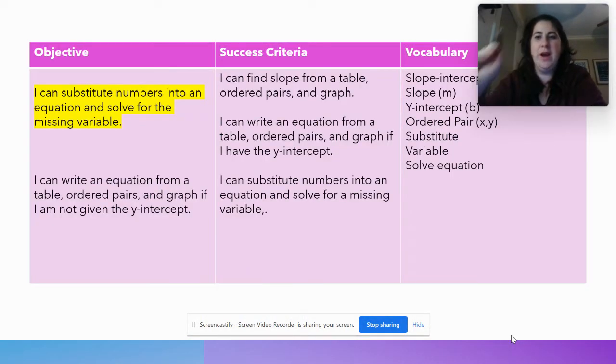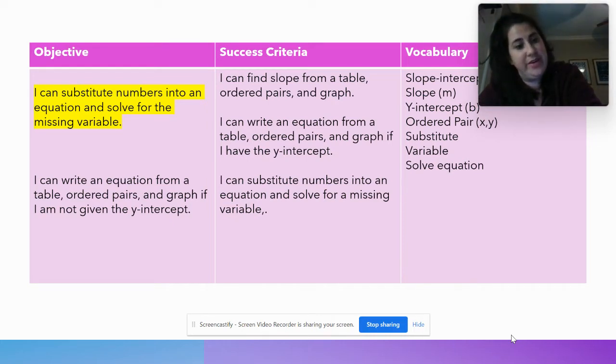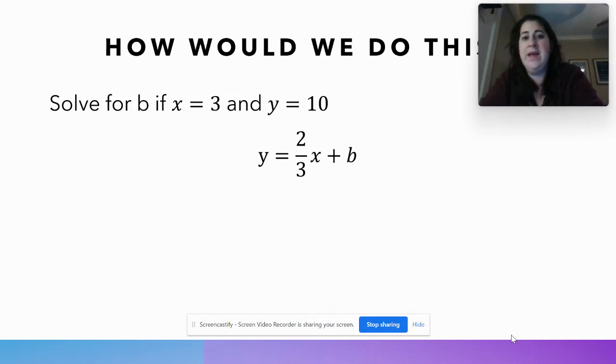The objective for this video is: I can substitute numbers into an equation and solve for a missing variable. You are also going to write an equation from a table of ordered pairs and graph if you are not given the y-intercept. So this one's a little trickier. We have to do a little bit more work. So let's get started on the first objective.